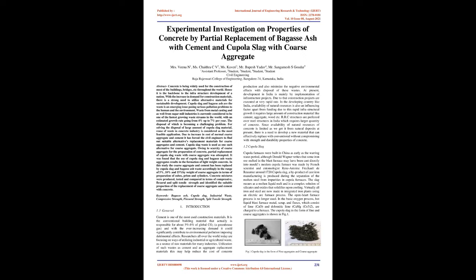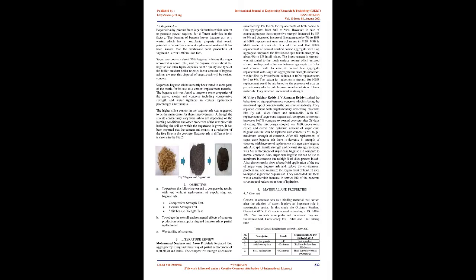At present, development in India is mainly by implementation of infrastructure projects. Due to that, construction projects are executed at a very rapid rate. In a developing country like India, availability of natural resources is also an influencing factor. Apart from funding, this rapid infrastructural growth requires a large amount of construction material like cement, aggregate, wood, etc. RCC structures are preferred over steel structures in India, which requires a larger quantity of concrete.